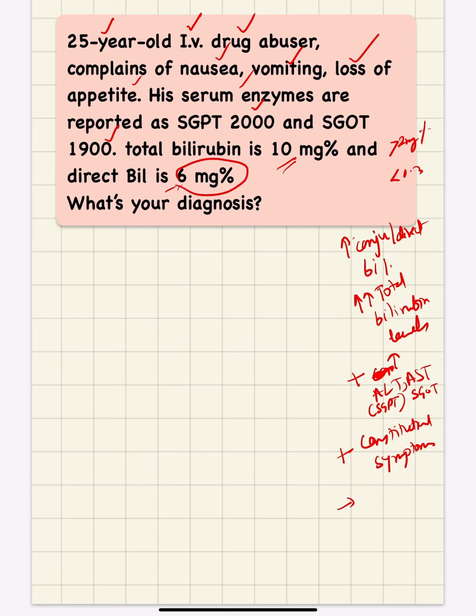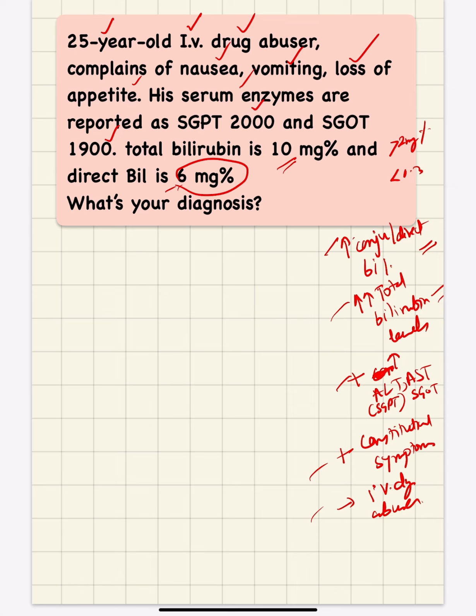And lastly, the patient is an IV drug abuser. So all these points are favoring a diagnosis of hepatitis. Now there is increased conjugated bilirubin in the blood. So in hepatitis, there is limited conjugation occurring, so conjugated bilirubin will increase. Then total bilirubin levels are also increased.